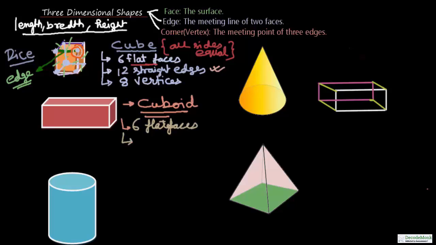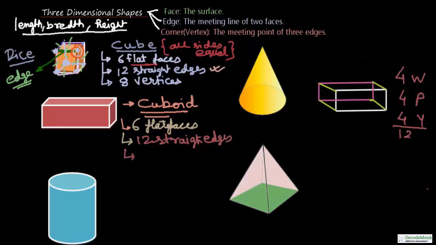You can count how many straight edges are there. What is an edge? The meeting line of two faces. We can see that 1, 2, 3, 4, there are 4 white edges. 1, 2, 3, 4, 4 pink edges and 4 yellow edges. So we have got a total of 12 edges, and those are straight. And similarly, you can count that there will be 8 vertices. 1, 2, 3, 4, 5, 6, 7, 8. There are 8 vertices.